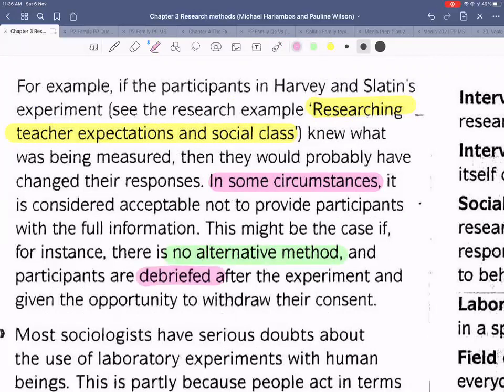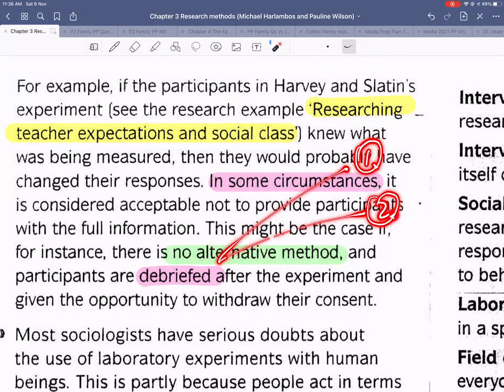Debriefing kya hoti hai? I'm talking about this term, debriefing. If you have deceived a participant, towards the end of the experiment or the research, it is essential for you as a researcher to, number one, apologize for what you did. Number two, convince them why it was necessary for you to deceive them. Number three, you let them know the true purpose of the research.